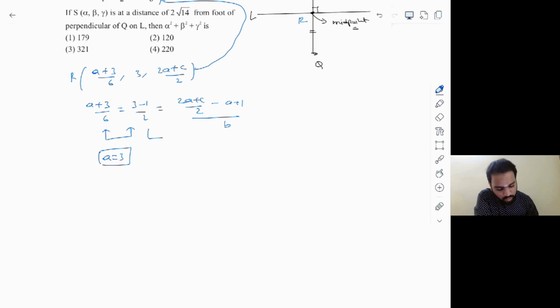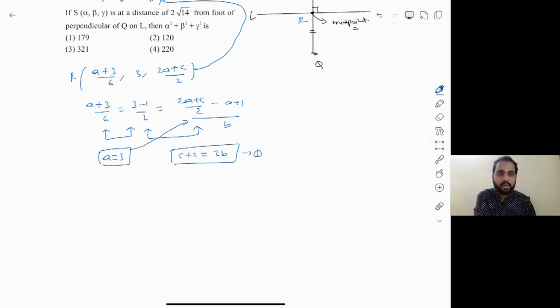And similarly, if you equate these two also, what would you get? You get one condition in terms of b and c, because obviously you know the a value. You will take it and put it here. And if you solve that, you get one more condition, that is c plus 2 is equal to 2b. Let us take it as condition number 1. That is just a solving part, I'm leaving it for you, right?